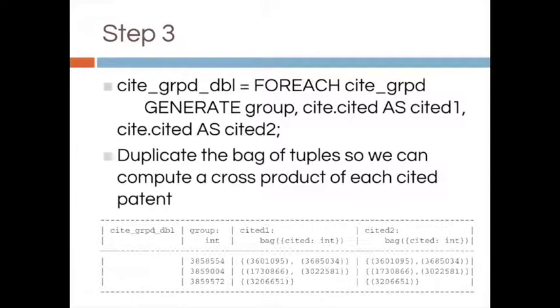cite.cited will go into column 1, and cite.cited will also go into column 2. So cited1 and cited2 will be the exact same data. We are doing this, and you can see in the second bullet point, in order for us to compute a cross product in the next step. And you'll see what that means in step 4.